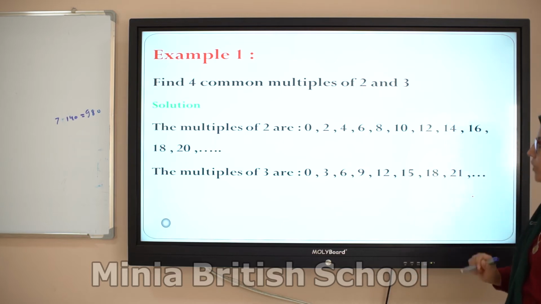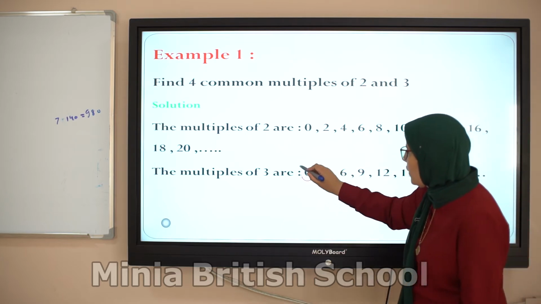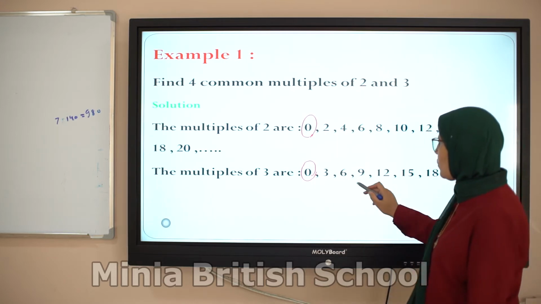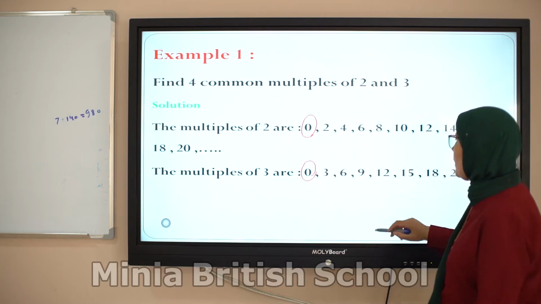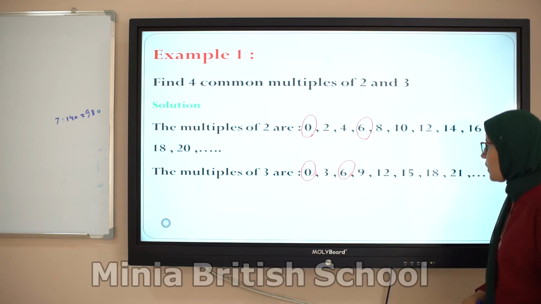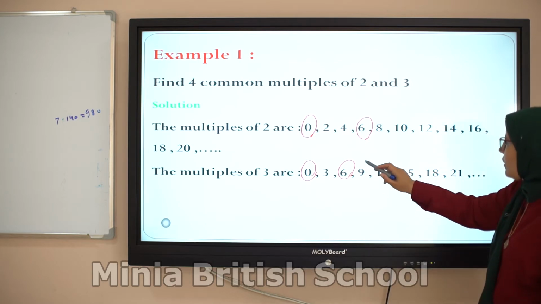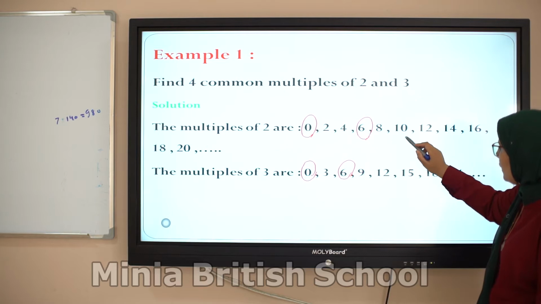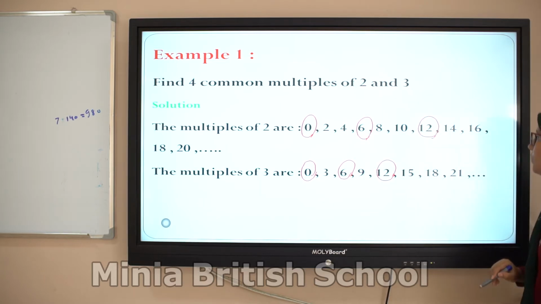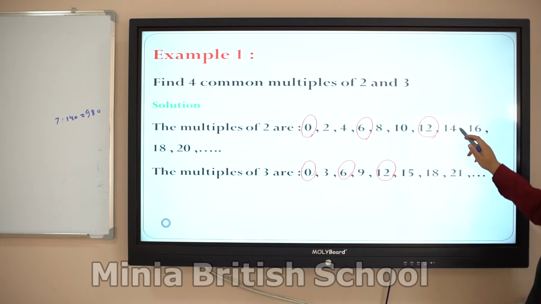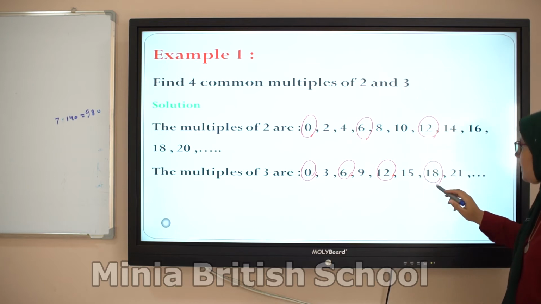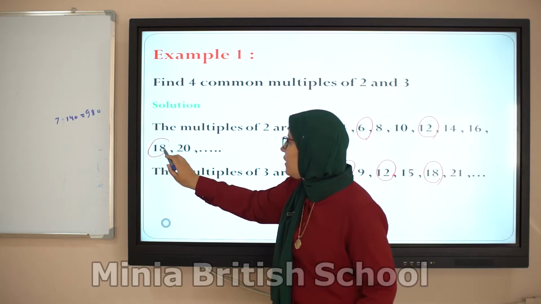Now I need the common multiples. Here 0 and here 0. What else? Here 2, there is no 2. Here 3, there is no 3. Here 4, no 4. Here 6 and here 6. Here 9, we don't have 9 here. 10, there is no 10 here. Here 12 and here 12. That's excellent. 15, there is no 15 here. 14, no 14 here. 16, no 16 here. What about 18? 18 here and 18 here.